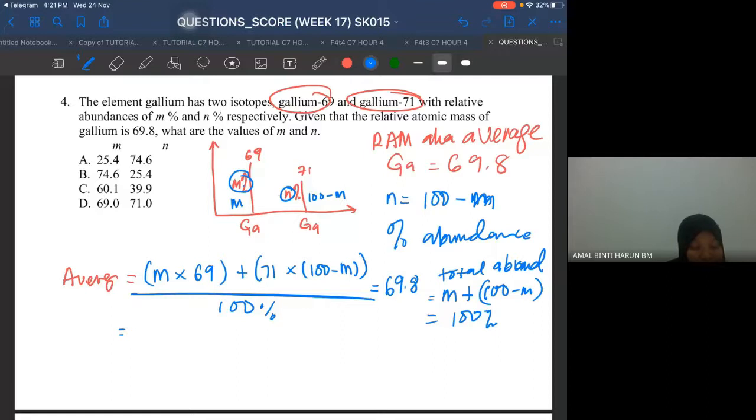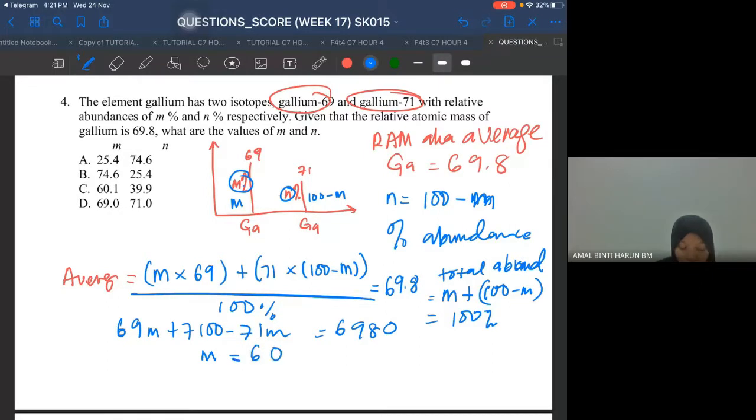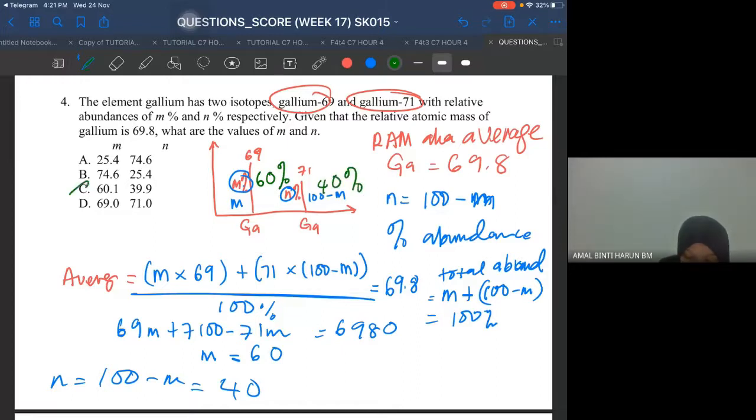So now let's solve. Okay, you pun selesaikanlah 69 M tambah 7100 tolak 71 M sama dengan 6980 dan seterusnya. Selesaikan, dapatlah M sama dengan 60. Okay, N adalah 100 minus M which is 40%. So we can conclude that, okay, this one is 60% and this one is 40%. So the closest answer will be this one.